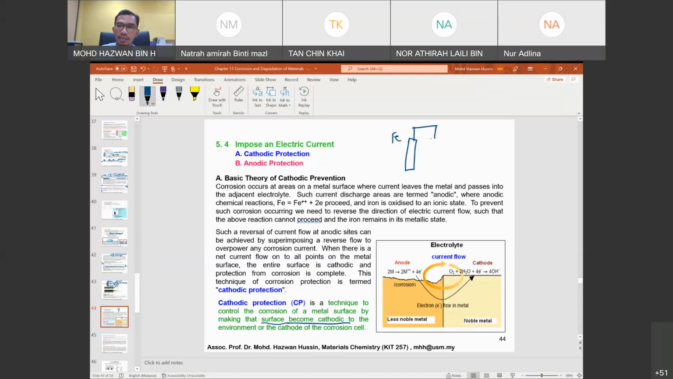So in this case, in order to achieve cathodic protection, you must pair your metal, for example Fe, with another species that is more active. For example, aluminium, magnesium, zinc, or whatsoever. So with this, you know that this will be cathode and this will be anode, or we refer to it as sacrificial anode because it sacrifices itself.